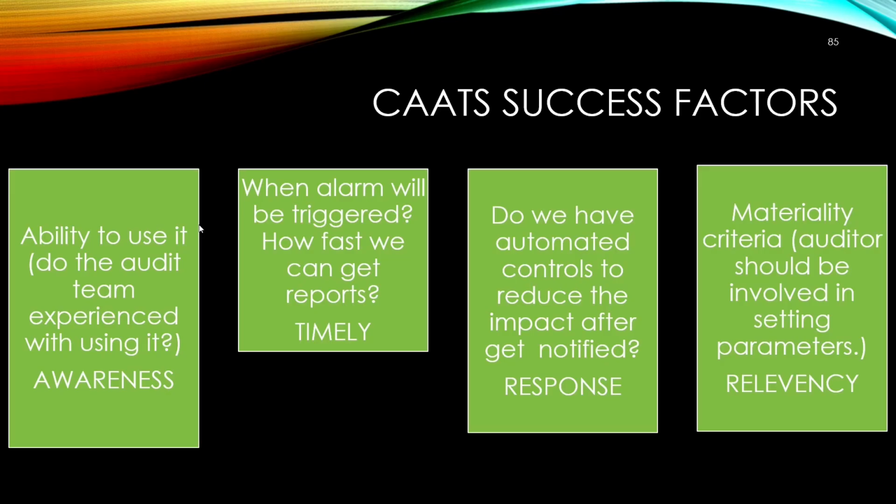The critical success factors for using continuous auditing techniques and computer-assisted auditing tools (CATs) include: ability to use the tool, ensuring that the tools are user-friendly and accessible to auditors; awareness and training, providing adequate training for auditors on how to use these tools effectively; timely reporting, ensuring the tools generate timely alarms and reports to allow prompt action; response mechanisms, having controls in place to respond appropriately to alerts generated by the tools; and materiality and risk prioritization. The tools should consider materiality and risk, setting priorities for high-risk processes.